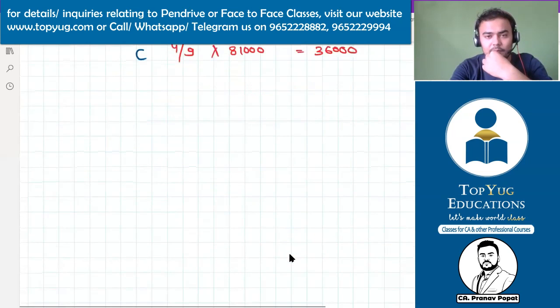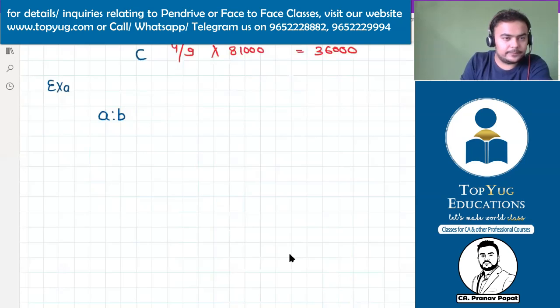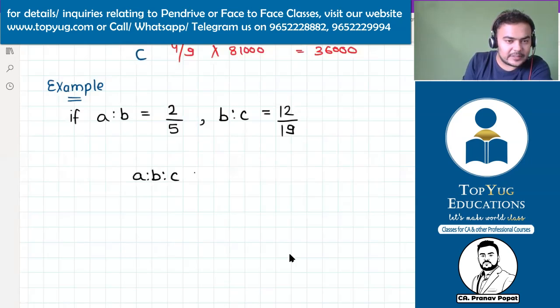Now, something more. If A ratio B is equal to 2 ratio 5 and B ratio C is equal to 12 ratio 19, find the continued ratio between A, B, and C. Find this.